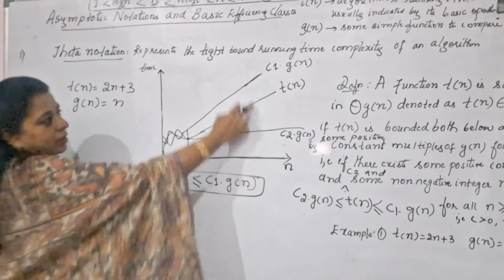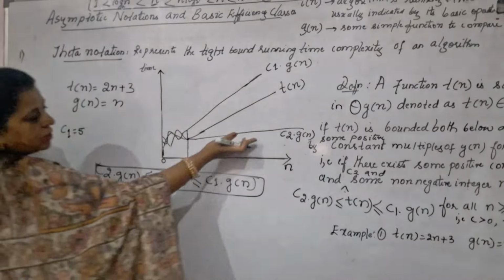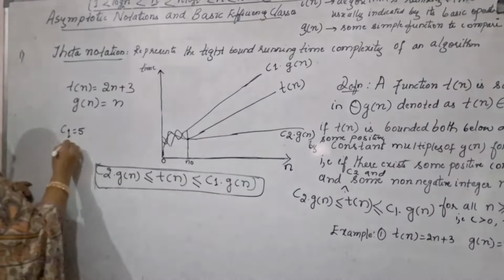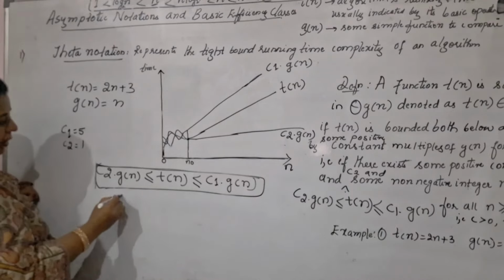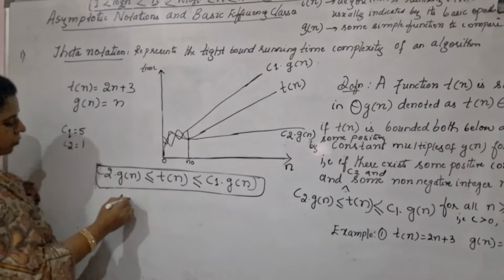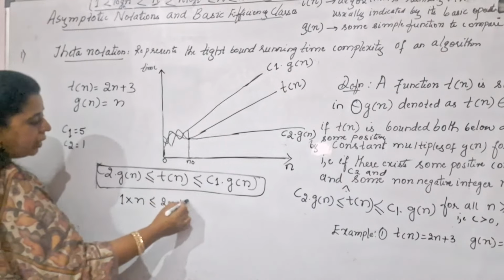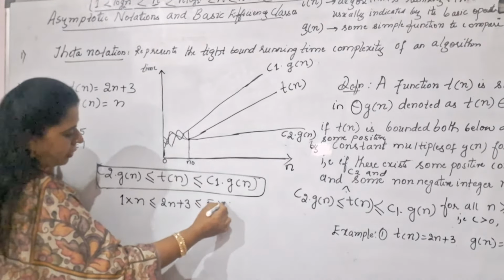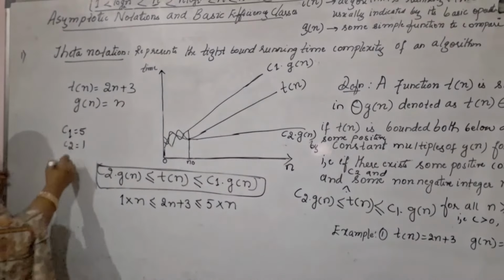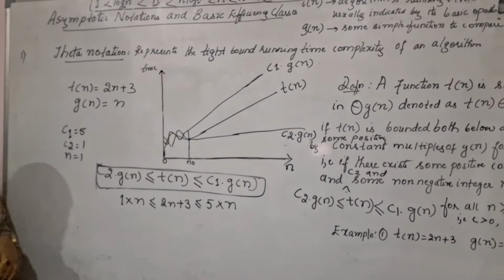What we had taken here is c1 equal to 5, and for the lower bound, c2 equal to 1. So now we'll take the same value, c2 as 1. Here I am substituting: g of n is n, less than or equal to t of n, which is 2n plus 3, less than or equal to c1 is 5 and g of n is n. Now we have to see for what values. So we'll start with first n equal to 1.